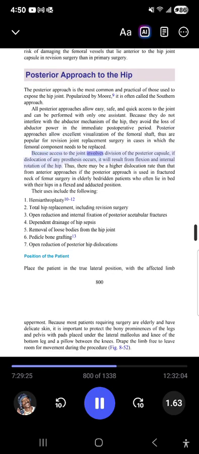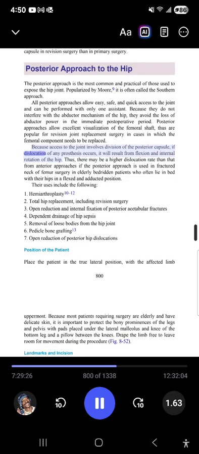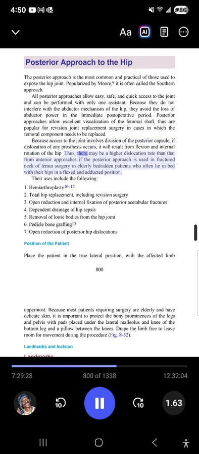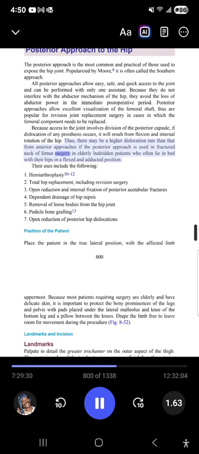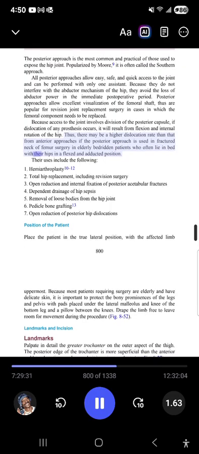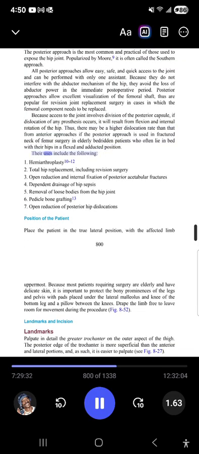Because access to the joint involves division of the posterior capsule, if dislocation of any prosthesis occurs, it will result from flexion and internal rotation of the hip. Thus, there may be a higher dislocation rate than that from anterior approaches if the posterior approach is used in fractured neck of femur surgery in elderly bedridden patients who often lie in bed with their hips in a flexed and adducted position. Their uses include the following.